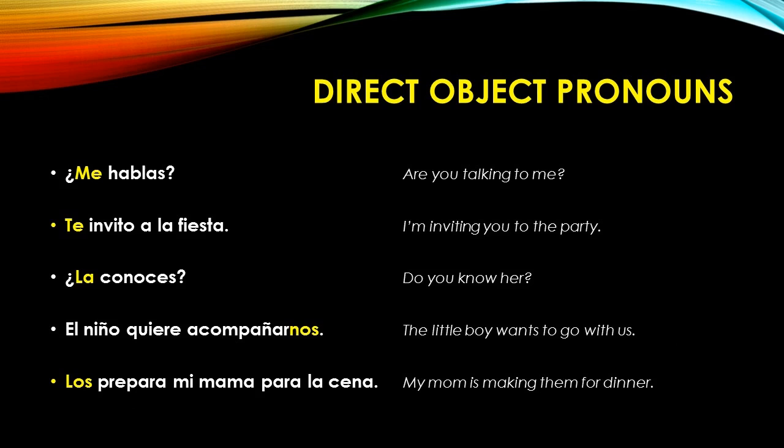Aquí tienen unos ejemplos. ¿Me hablas? Te invito a la fiesta. ¿La conoces? El niño quiere acompañarnos. Los prepara mi mamá para la cena.